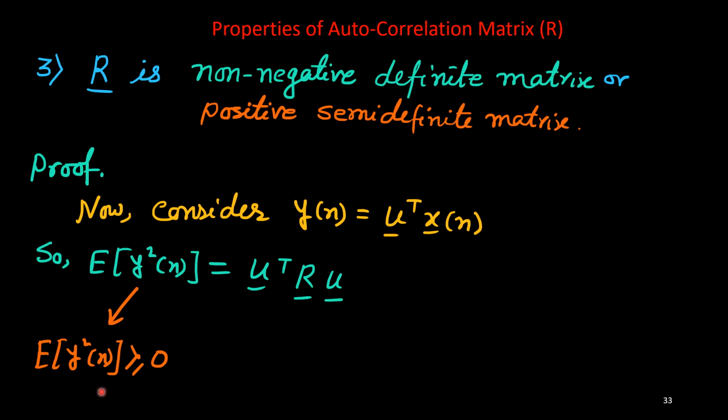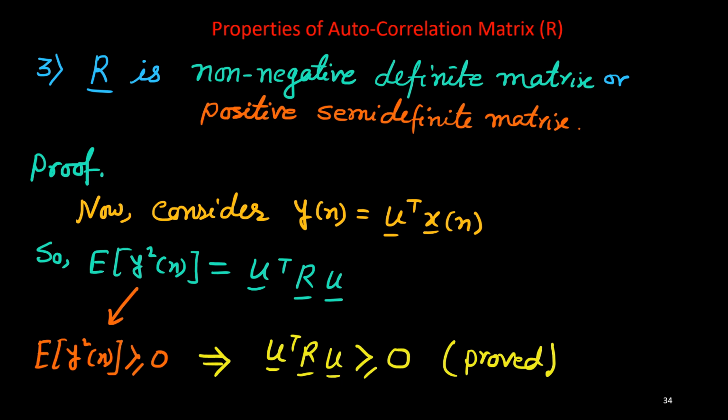So as this is more than or equal to 0 and this one is the same, obviously this term u transpose R u will be more than or equal to 0. And that is the definition of a positive semi-definite matrix. Thus R is a positive semi-definite matrix. This is proved. So this is the third property of autocorrelation matrix R.